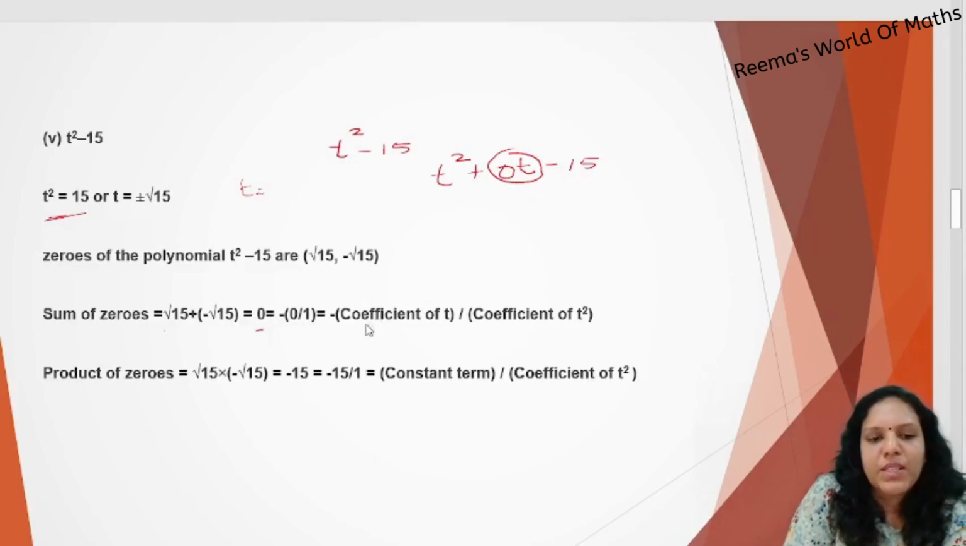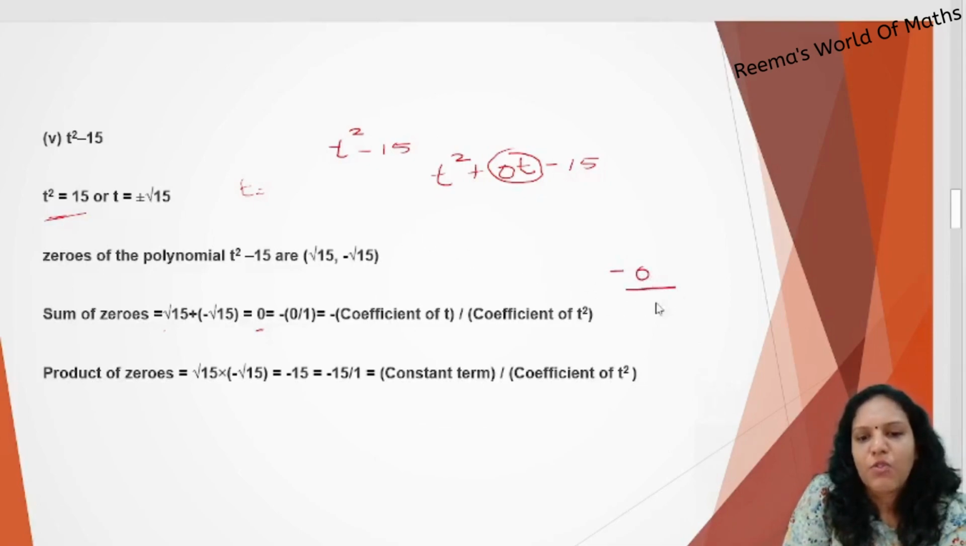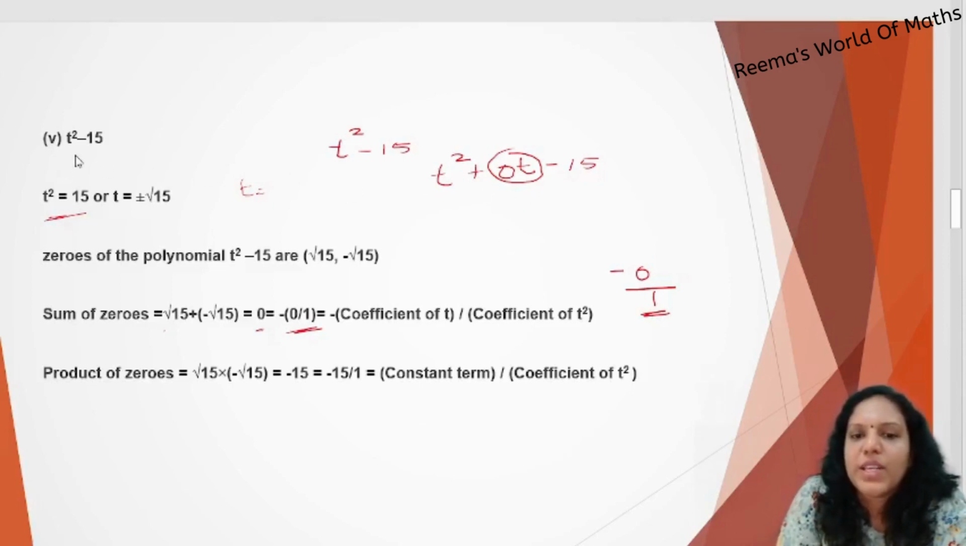To verify the sum of zeros, we have to take the coefficient of t. So minus coefficient of t, which is 0, divided by coefficient of t squared, which is 1, gives minus 0 divided by 1, equal to the sum of zeros. So that's how we need to rewrite it. If the second term is not given, we can assume it as 0t.